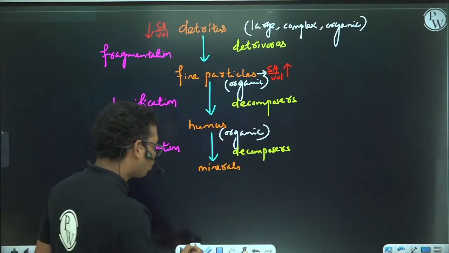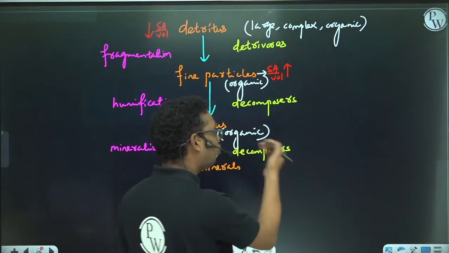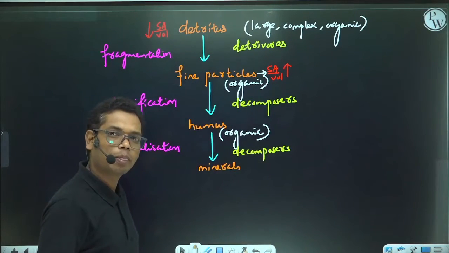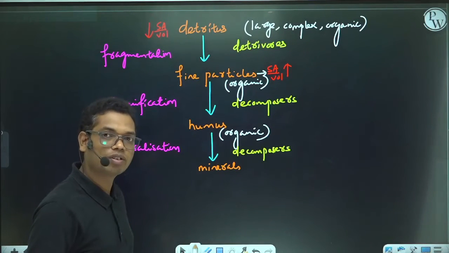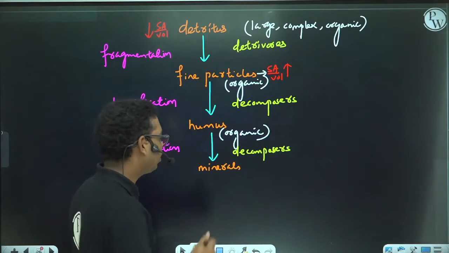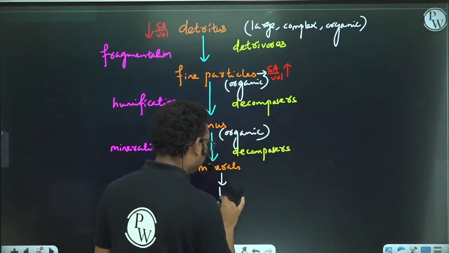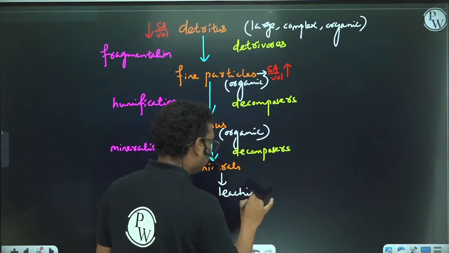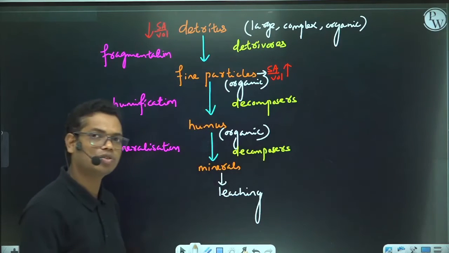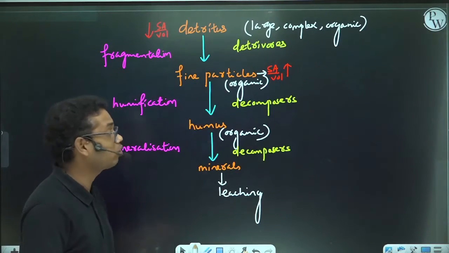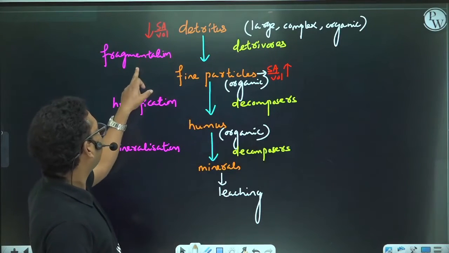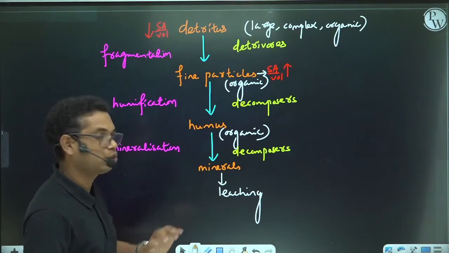Okay, and some of these minerals will be taken up by the plants. That means they will enter into the biotic world, and some will be leached. So the minerals will be undergoing leaching. So what are the different processes involved in the process of decomposition? Fragmentation, humification, mineralization, and leaching.